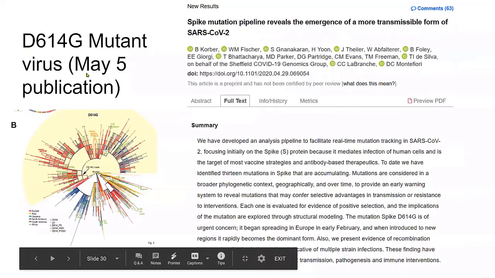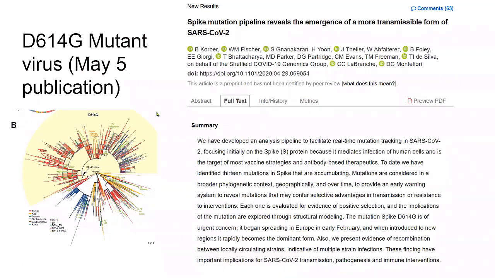This is a newer publication, May 5th. This was kind of frightening to me. But they're trying to do the same thing that was on the previous slide: count mutations. How fast are mutations occurring in this virus? At the time of this paper, May 5th, to date, we have identified 13 mutations in spike that are accumulating. You don't need to understand everything here, but in the middle is Wuhan.